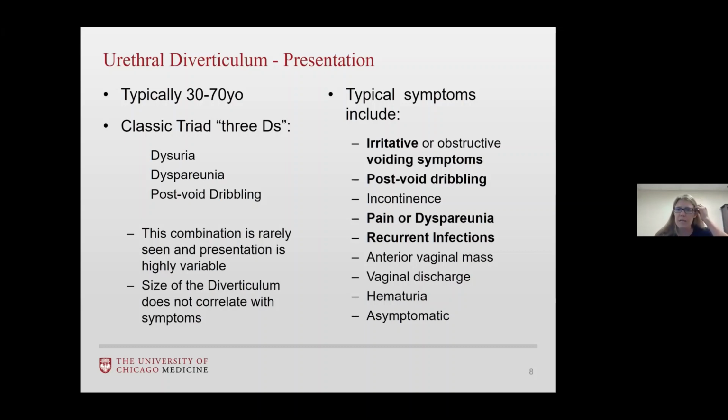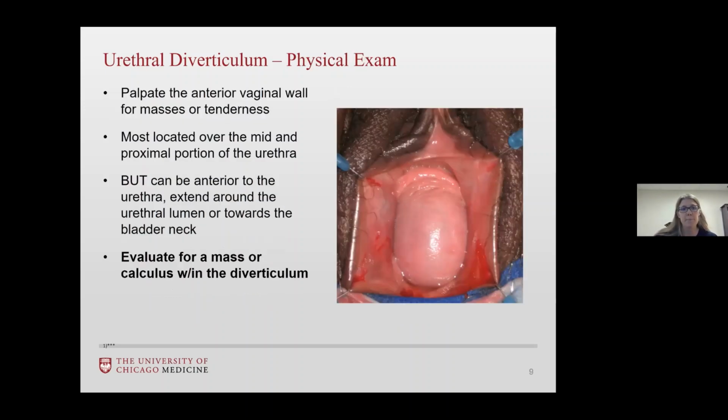They can complain of incontinence. They may have pain or dyspareunia. Recurrent infections is another big one. Sometimes they actually can feel the mass in the anterior vagina. So you can have this anterior vaginal wall mass. Other times you may have some vaginal discharge, hematuria, or they can be completely asymptomatic.